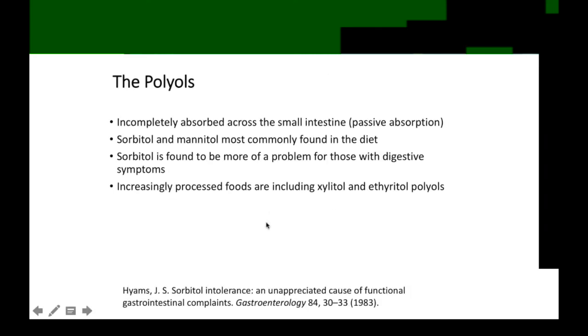Now, the polyols. Now, this is a tricky area because some of these are naturally found in foods. So, for example, sorbitol and mannitol. Mushrooms, for example, are a classic for being high. But others are added, such as xylitol and erythritol. And as a lot of you will know, these are not just added to foods, but they're also added to protein powders. They're often added to what we would class as healthier drinks or snacks, and also toothpaste.